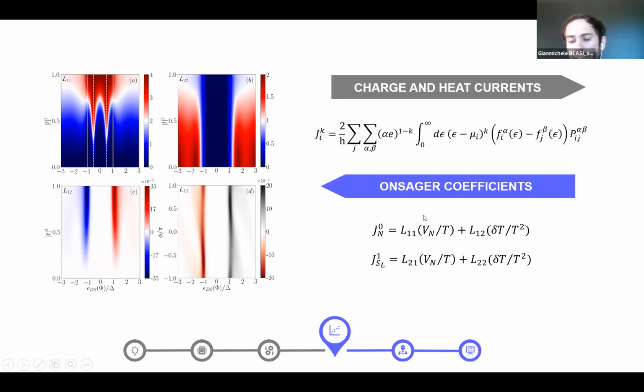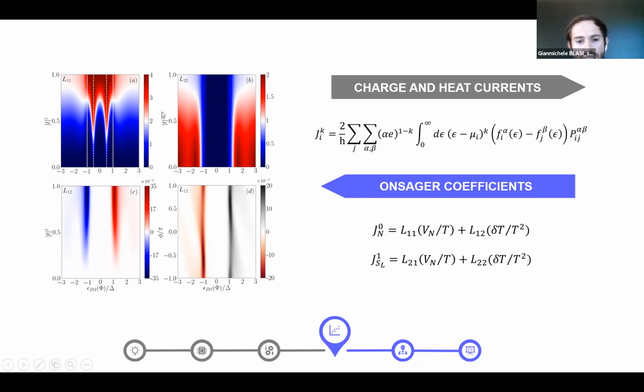Because here we are dealing with two thermodynamical affinities or forces, the N and delta T, we end up with a 2x2 Onsager matrix, in which in the first line we have the linearized charge current at the probe, Jn, and in the second line we have the linearized heat current at the left or equivalently at the right superconductors. Here, L11 and L22 are local Onsager coefficients, while L12 and L21 are non-local Onsager coefficients.